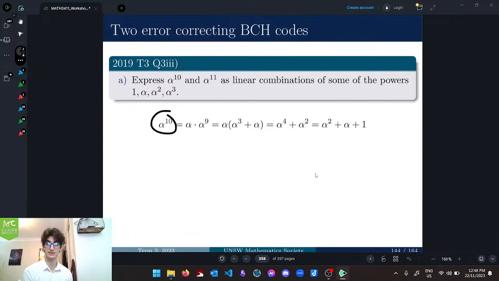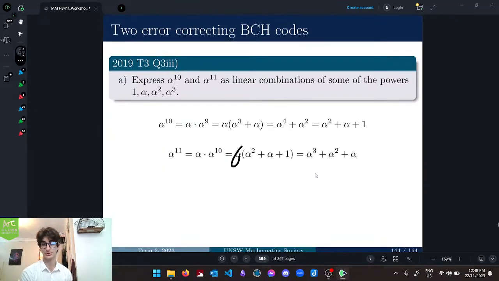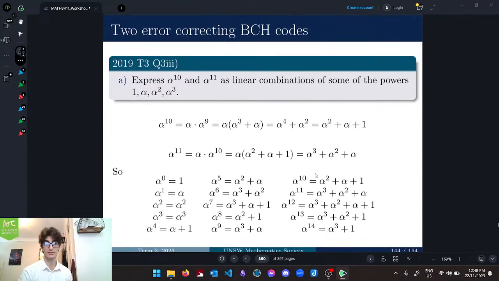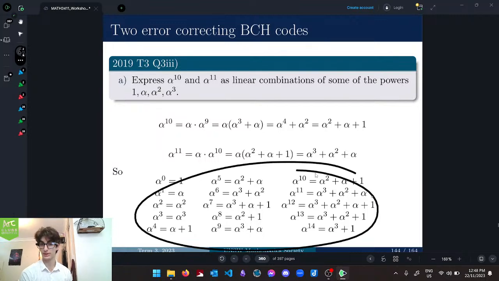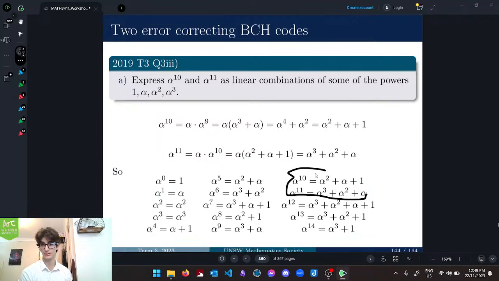And now that we have this answer, we can use a very similar technique on alpha to the 11. We can say it's alpha times alpha to the 10, which is alpha times what we just found, which is alpha cubed plus alpha squared plus alpha. And that's it. So rewriting them all, which you likely wouldn't do, but doing so anyway, we get these 2 answers, exactly what we wanted.